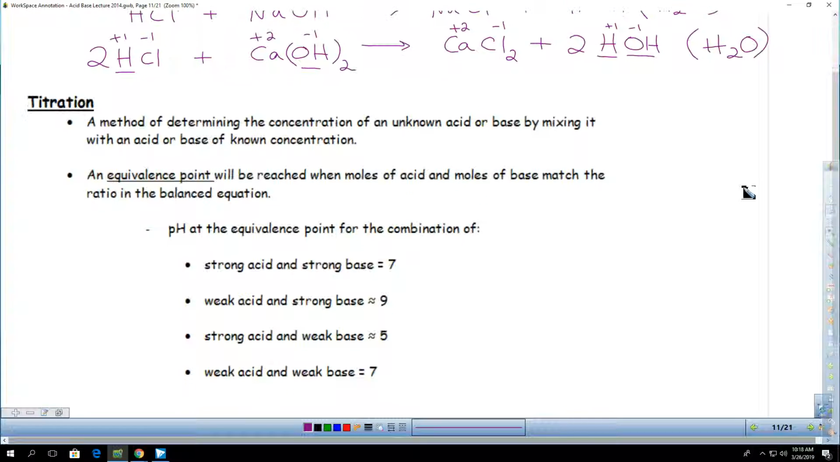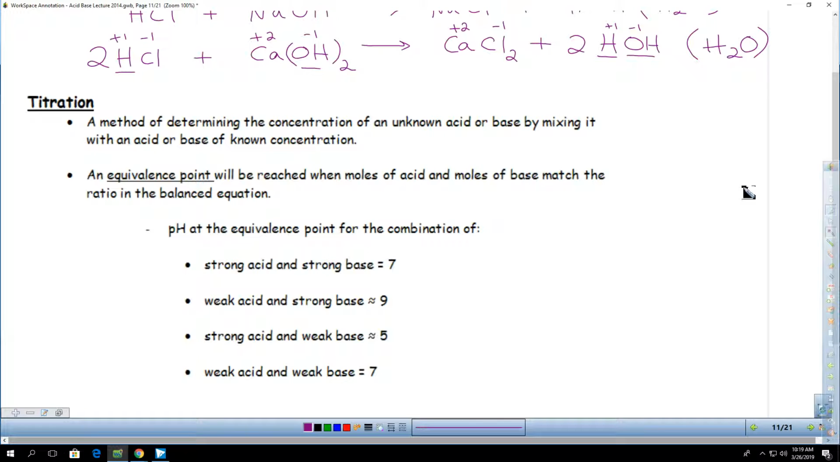A titration is a method of mixing an acid and a base. Usually there's one solution of known concentration and one solution of unknown concentration. And it could be that the acid or the base, it doesn't matter which one we know and which one we don't know. But by using the ratio in the balanced equation, we can figure out the concentration of the unknown acid or base. It's really the S word. It's going to be some stoichiometry. You're going to love it.